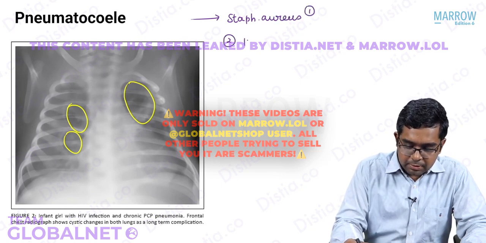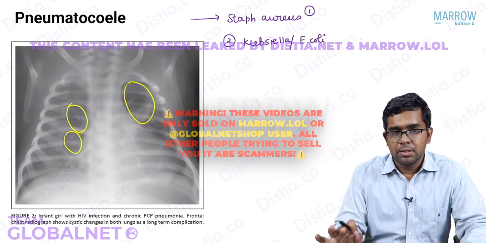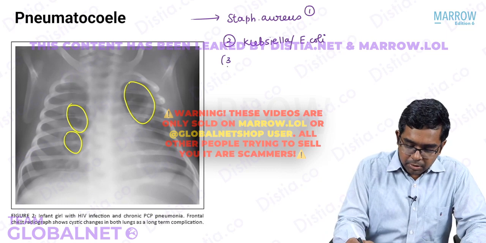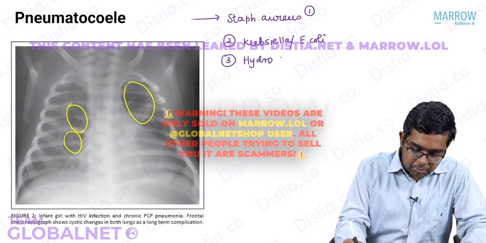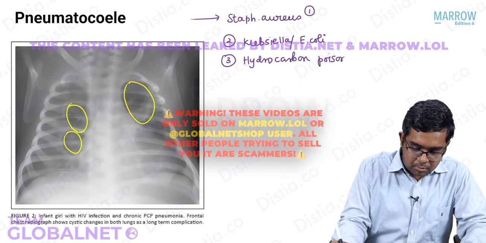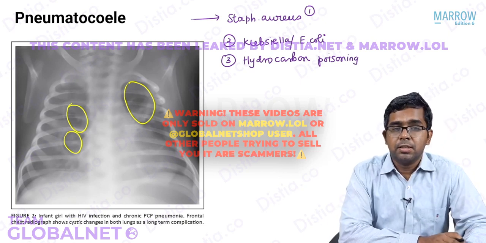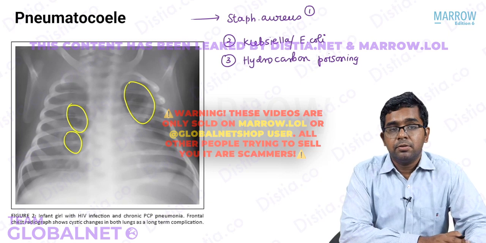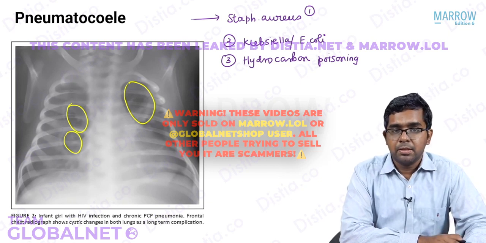Number two condition is Klebsiella associated pneumonia or E. coli associated pneumonia. Even though they are not very common causes in children, just make a note of it. And third important condition where you can get pneumatocele is hydrocarbon poisoning. These are three important conditions which are associated with pneumatocele, which can very well be asked as a radiology question in your exam. So you should make a note of it.